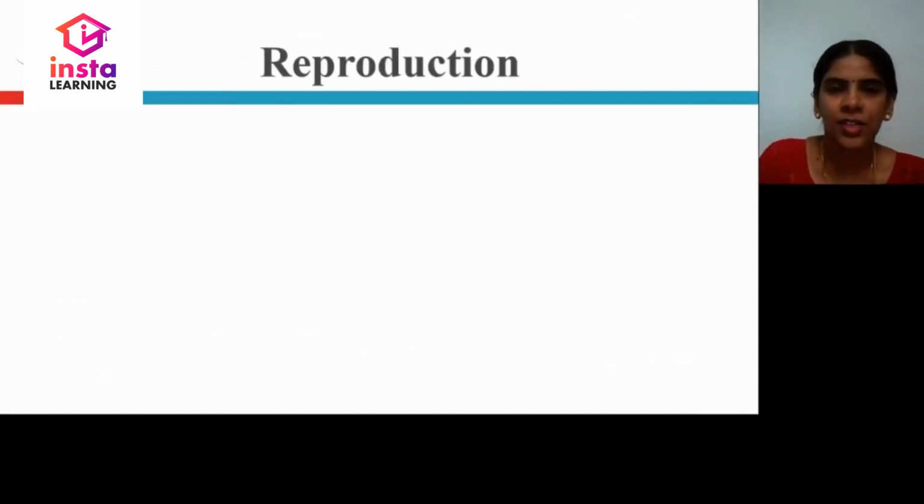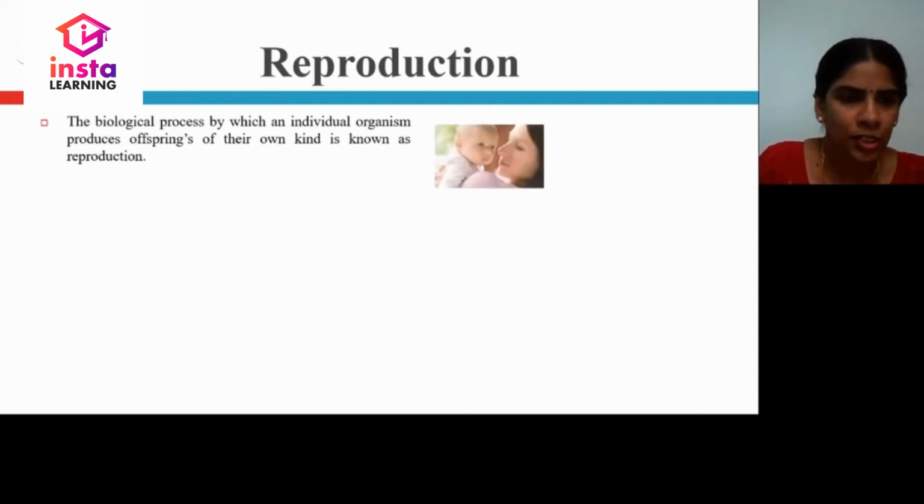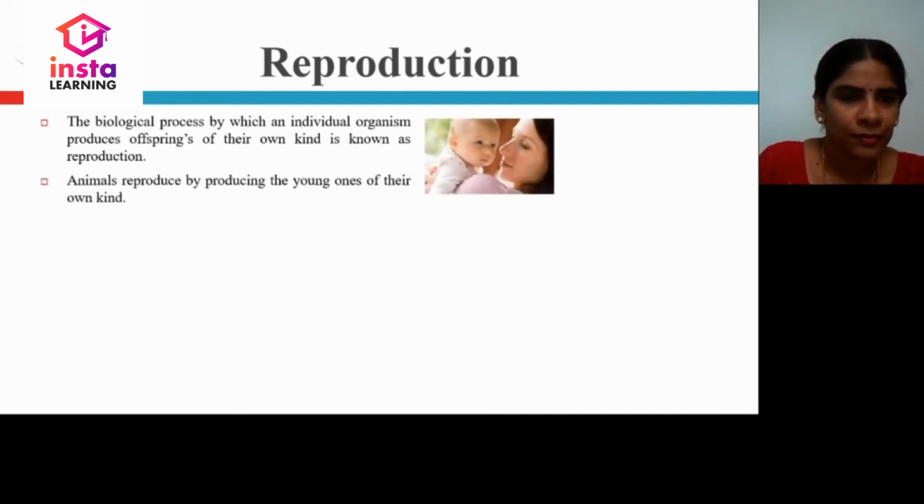The next characteristic is reproduction. What is reproduction? It is a biological process by which an individual organism produces offspring, that is the young ones of its own kind. Animals reproduce by producing young ones of their own kind. A cow reproduces to produce a young cow.